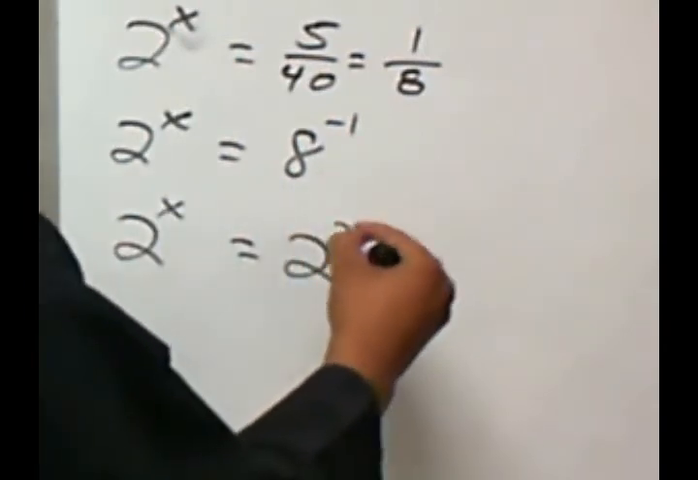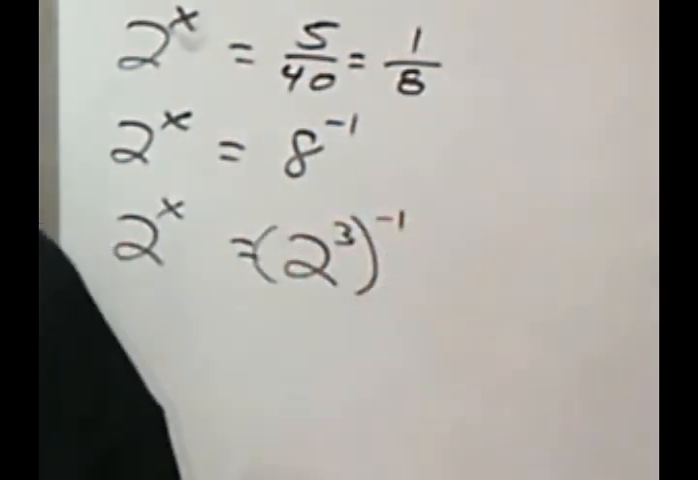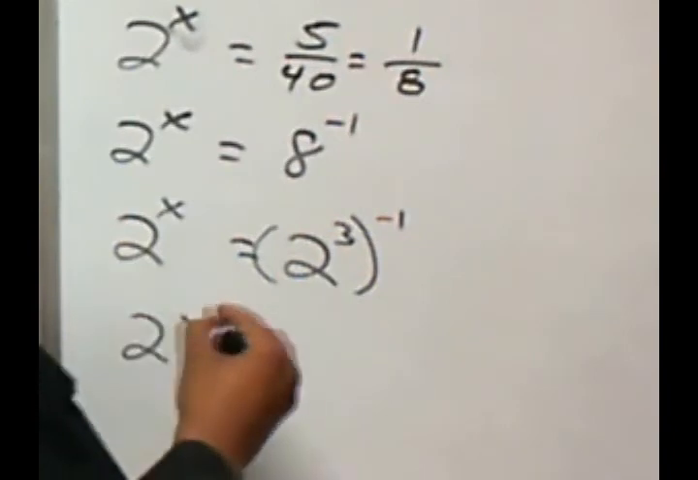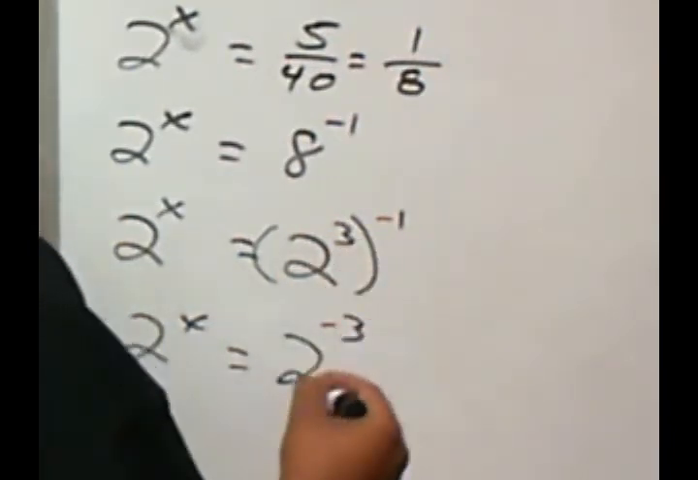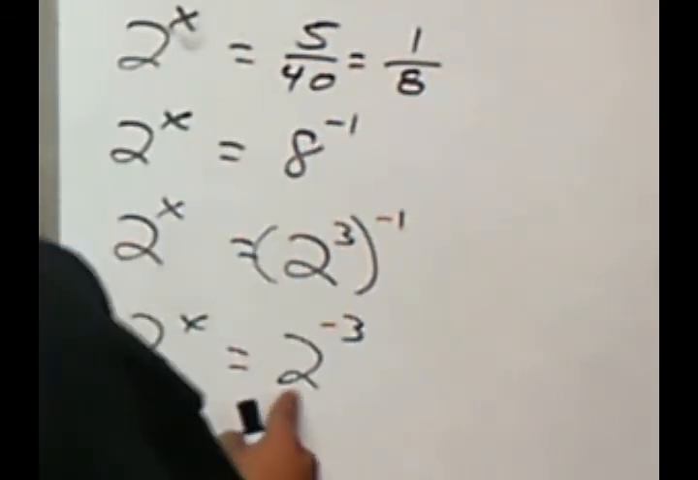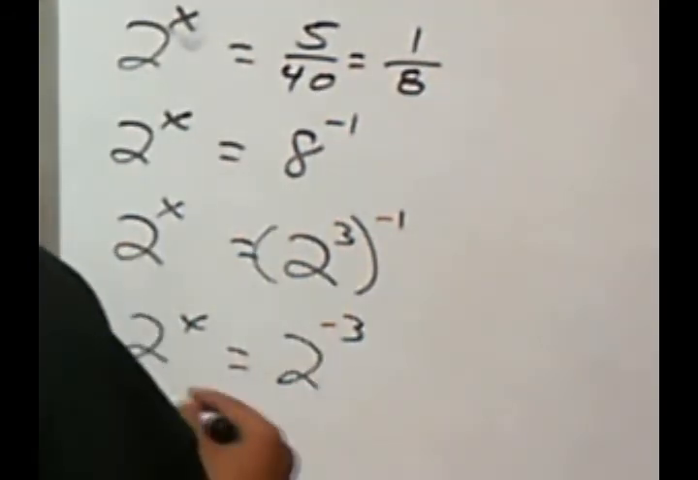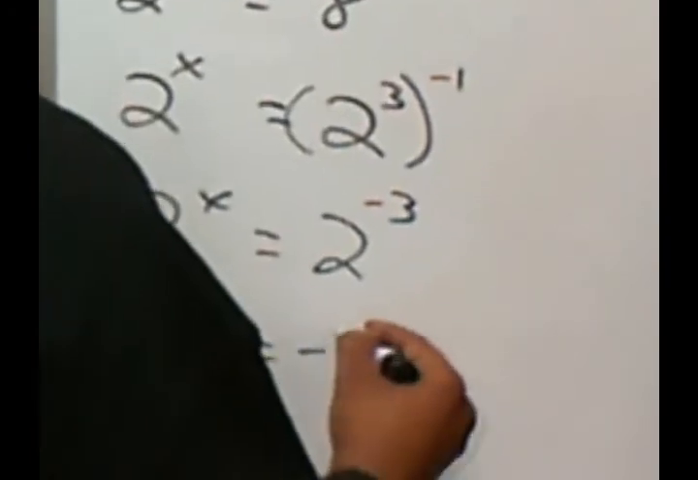8 becomes 2 to the third, still raised to the negative first power. Powers raised to powers will multiply, so we'll get a negative 3. And now that we have common bases, we can equate the exponents. And this implies x equals negative 3 for a solution.